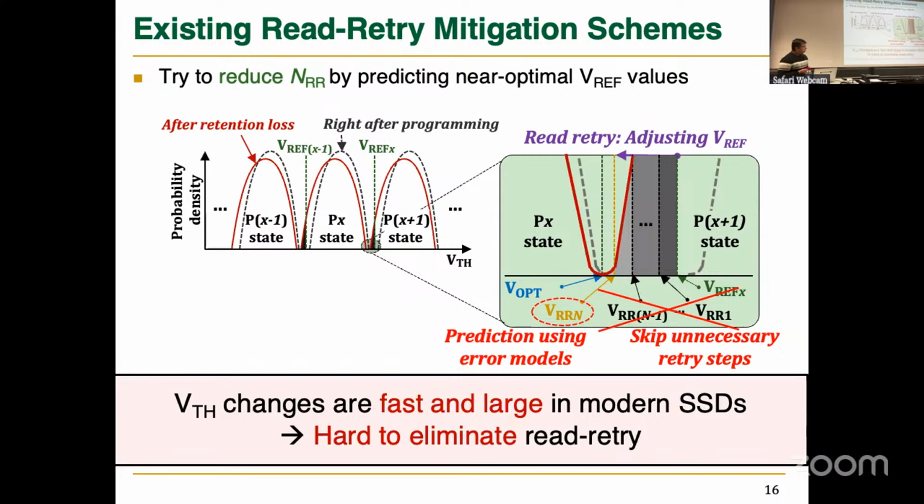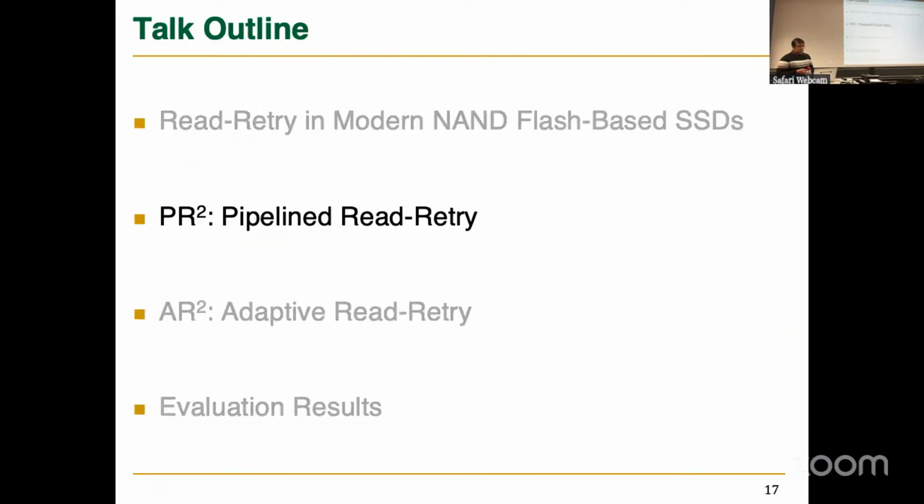But the bottom line is that these disturbances cause the threshold voltage to change very fast, and there are also large shifts in the threshold voltages. So it's very hard to eliminate the read-retry operation. So that's a bit of background on read-retry. It's a bit of a tongue twister for me, but anyway, any questions so far?